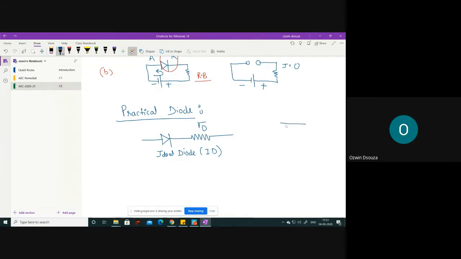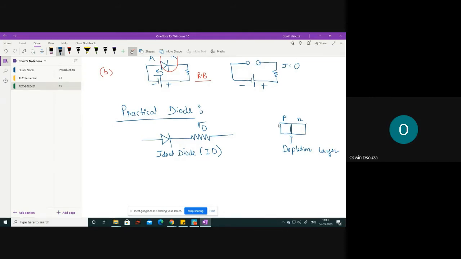You see, your diode has a two-layer structure, right? So this is your P layer and this is your N layer. And there will be a small barrier potential. This is your depletion layer, whatever you call it. Now, this is just the material structure.